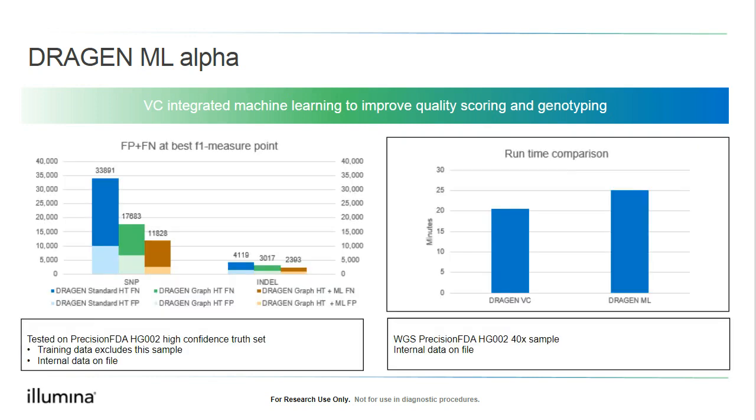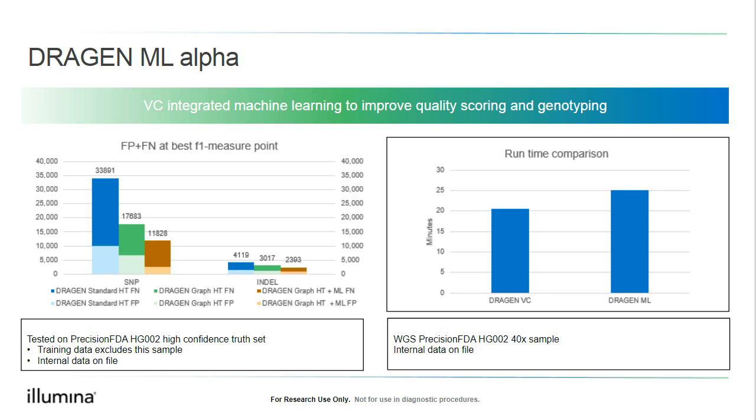Here is our internal benchmarking. Again, we're using the HG002 high confidence truth set for this analysis. And here we are showing you on the left side the SNP and the indel accuracy. And again, the y-axis is FP plus FN. And in blue, we are showing you DRAGEN with the standard hash table and the FP plus FN. Then when we get to the graph, that's in green.